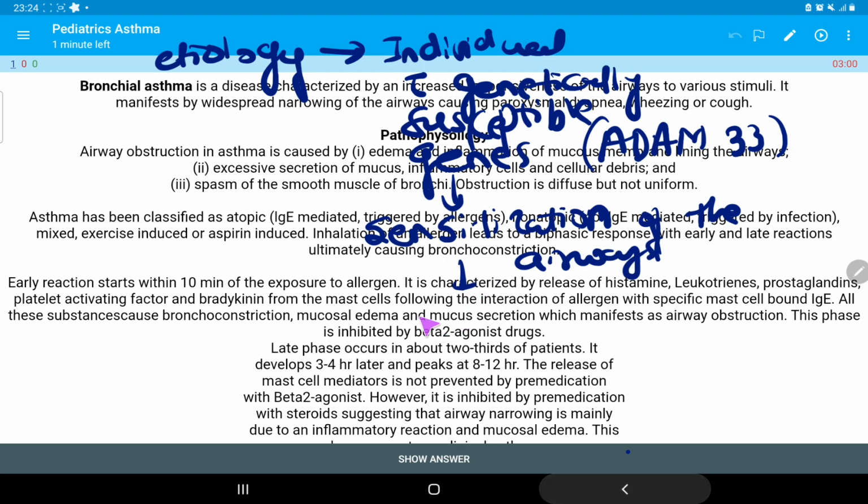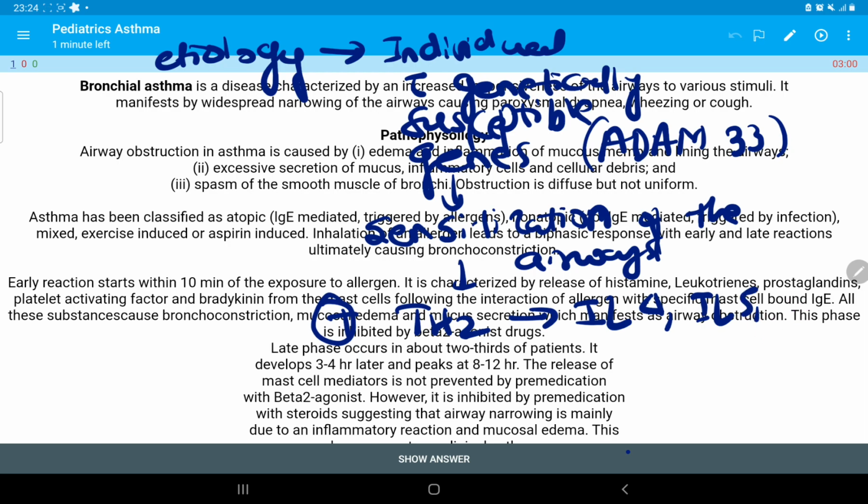When inhaled allergens are present, there is activation, stimulation of the T helper cells. When the T helper cell gets activated, it releases three things: interleukin 4, interleukin 5, and interleukin 13. Interleukin 4 causes production of IgE antibodies.